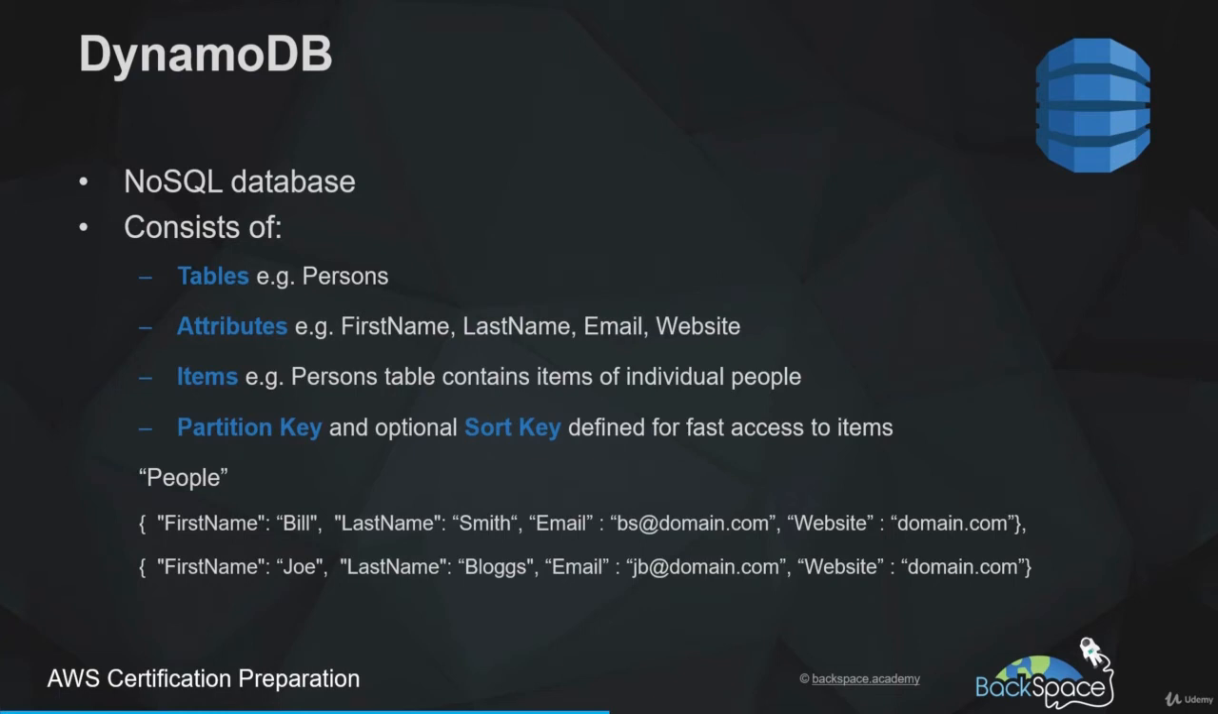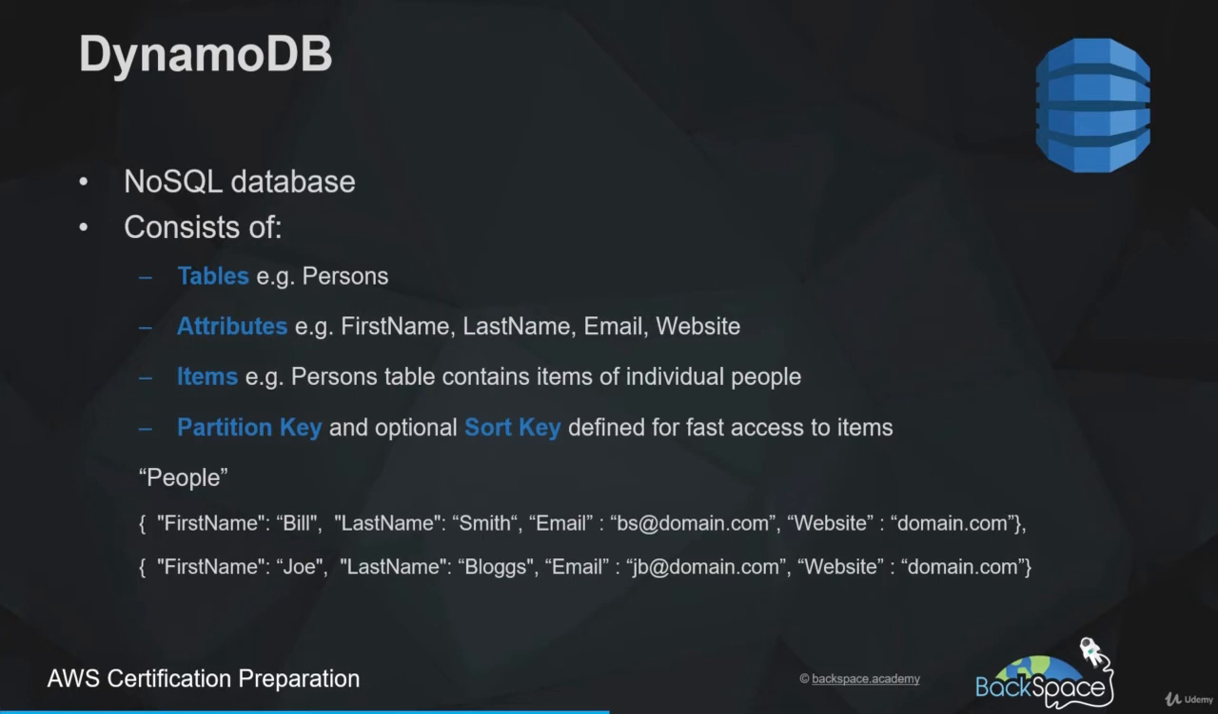So looking down there at the bottom, we've got a people table, and we've got an item there of Bill Smith. So there we've got his first name, Bill, his last name, Smith. The second item there in the table is for Joe Bloggs, and he's got first name there, Joe, and last name, Bloggs. Now, if we need to quickly search on that data or query that data, we need to set up a partition key and an optional sort key. And that has to occur when you create your database table.